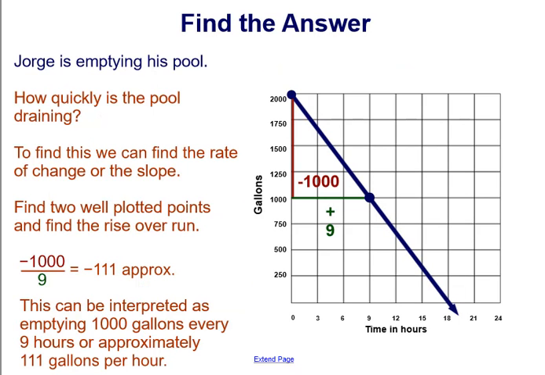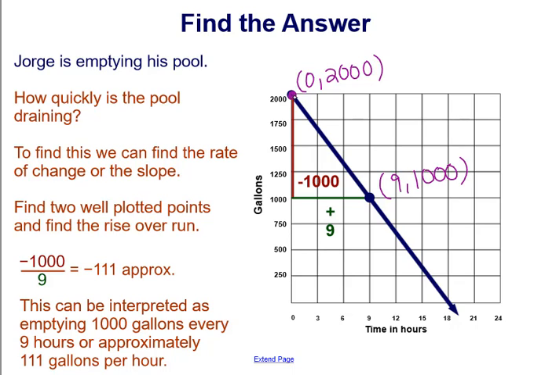Now, to answer the question for how quickly the pool is draining, we need to find the rate of change or the slope of the line representing the emptying of the pool. To do that, we'll find two well-plotted points and find the rise over run. So we're using this point here, our y-intercept of (0, 2,000), and this point here of (9, 1,000).